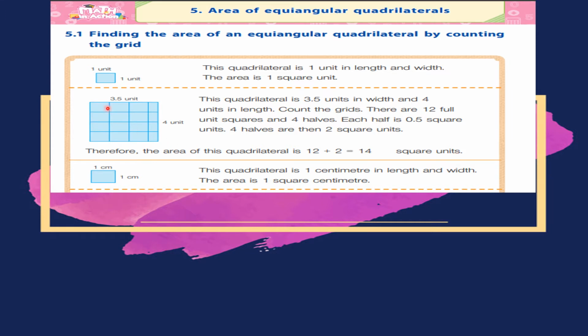This one, you count 1, 2, 3, 4. 1, 2, 3. 3 times 4 is 12, and the halves, 0.5 each, are equal to 2. So that is 14 square units. This quadrilateral is 1 centimeter in length and width. So the area is 1 square centimeter. Okay?